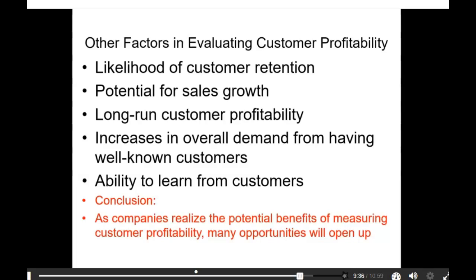We don't want to lose our customers. Potential for sales growth, long-run customer profitability. We want to increase the overall demand from having well-known customers and the ability to learn from our customers. The conclusion here, as companies realize the potential benefits of measuring customer profitability, many opportunities will open up.